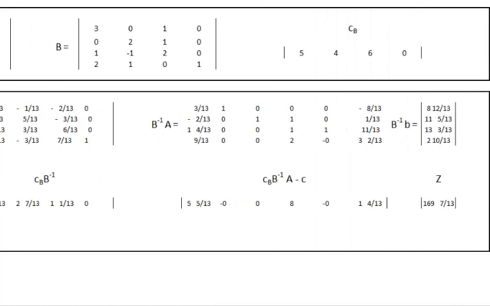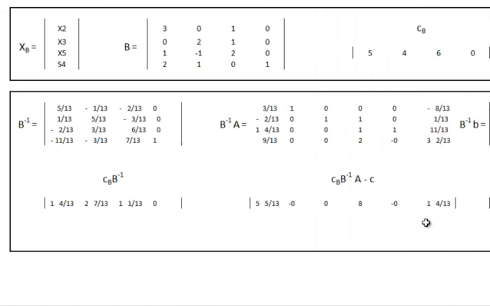Now notice that in this problem and all the steps that we followed, when we looked at the CBB inverse and CBB inverse A minus C, the optimality condition, all the negative numbers happen to be in here, and that might give the impression that it is always the case in here. That is not the case. Sometimes these values are going to be negative as well, so we need to take a look at those.